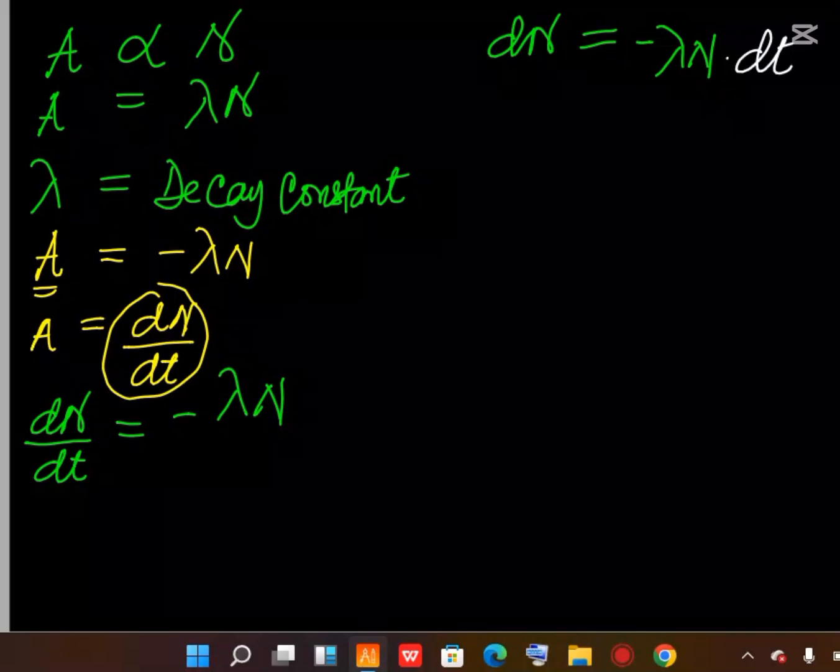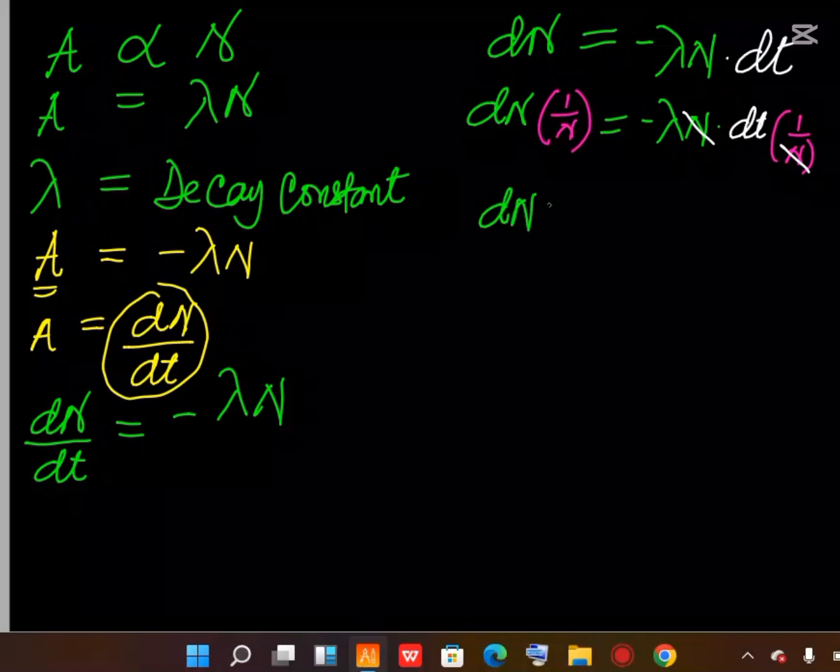To eliminate this N, we can multiply through by the inverse of N. So we have dN multiplied by the inverse of N must be equal to negative lambda N multiplied by dt into the inverse of N, so that this N cancels this N. We are left with dN into 1 over N is equal to negative lambda dt.